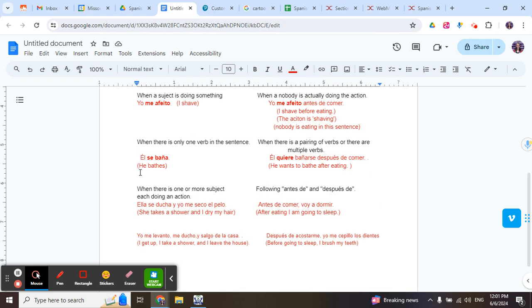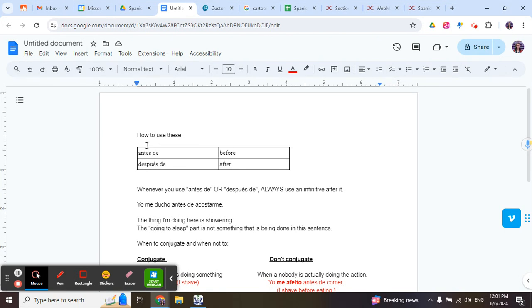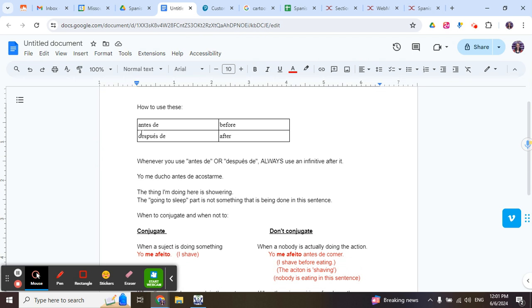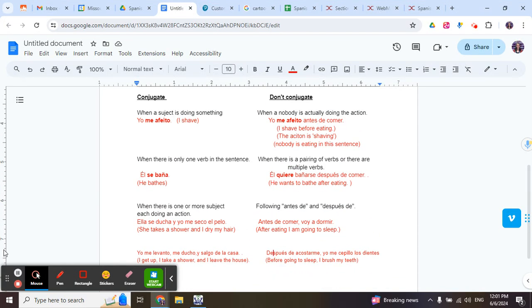So keep referring back to these notes. The most important thing, and what I'll be focusing on for this question, is "antes de" and "después de." So really use these to remember. After "antes de" comes an infinitive. After "después de" comes an infinitive. And you can see the translations if you would like to come back and take a look.